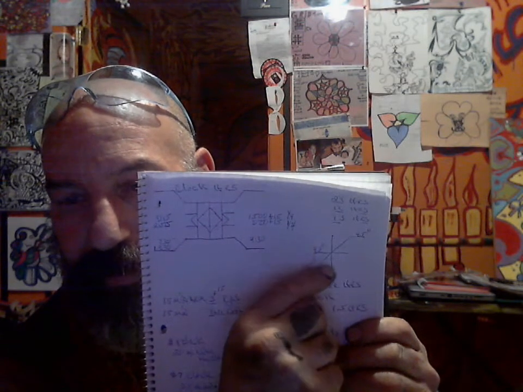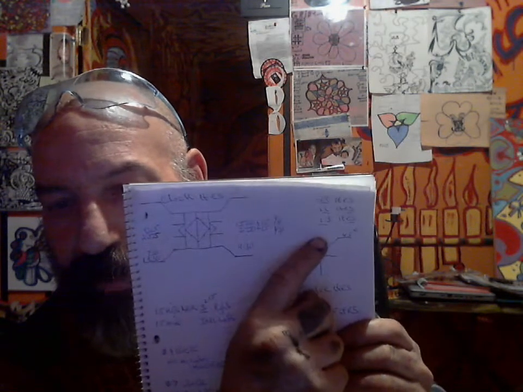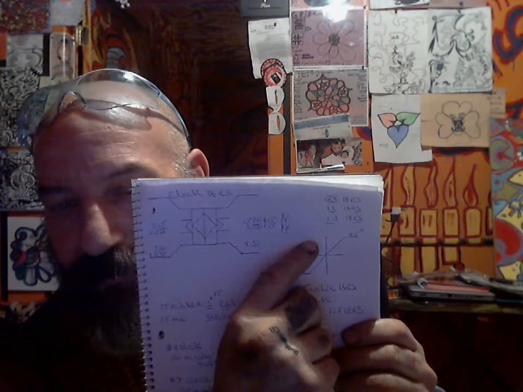1, 2 to over here. 1, 2 to over here. 1, 2, 3 to over here. You're not going 4. You're going to go 5. So you skip it. You always skip the center.